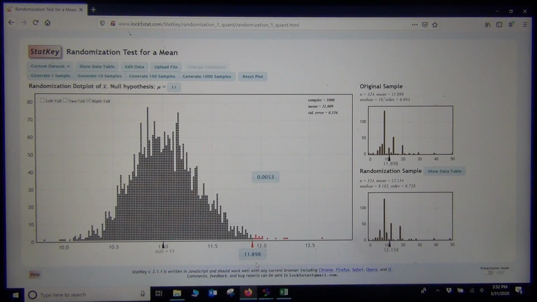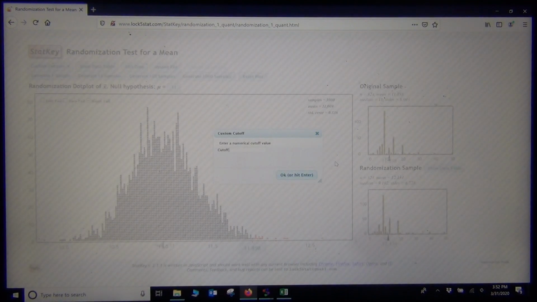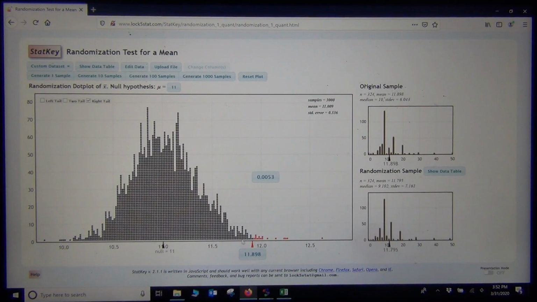Right? So the probability of getting the sample data, or more extreme. Notice again, it took into account any sample means in the simulation that were even more extreme than the original sample mean we had, by sampling variability if the null hypothesis was true. So this right here is the p-value.